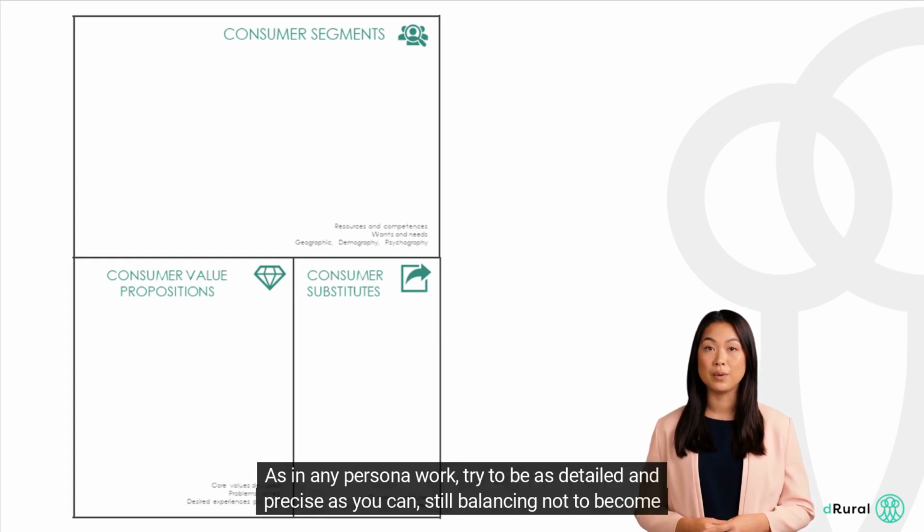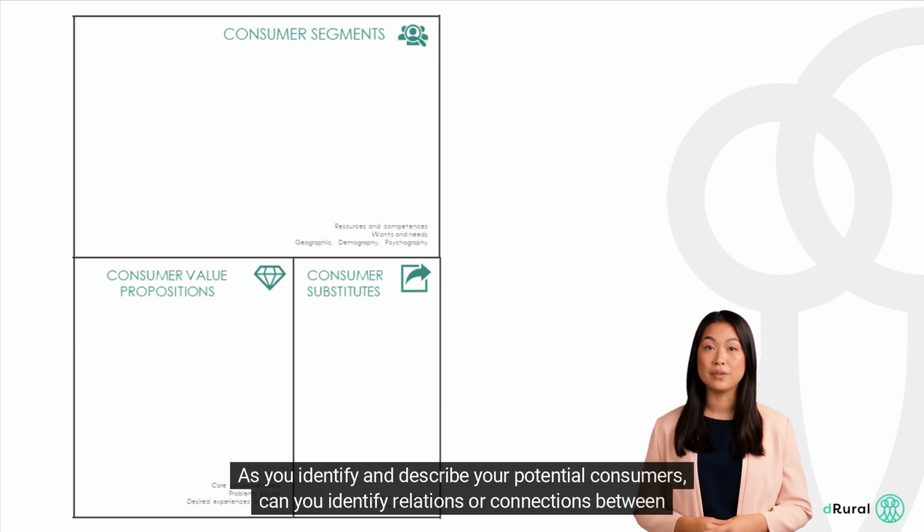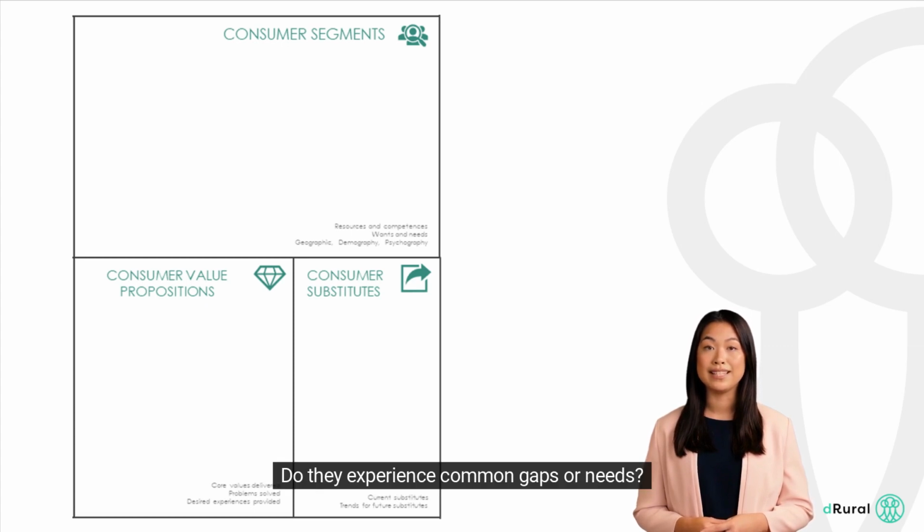As in any persona work, try to be as detailed and precise as you can, still balancing not to become too narrow. As you identify and describe your potential consumers, can you identify relations or connections between them? Do they experience common gaps or needs? Can you perhaps group them together? Are some of them also potential for being on the producer side?